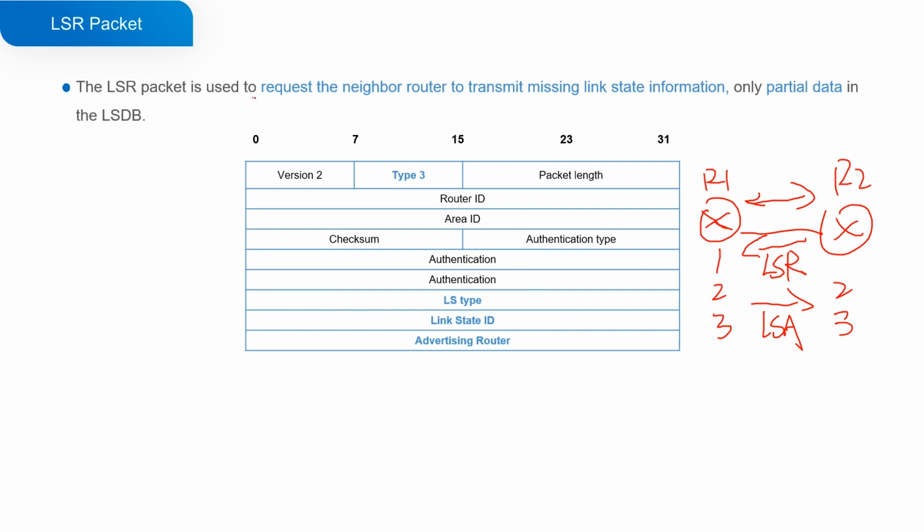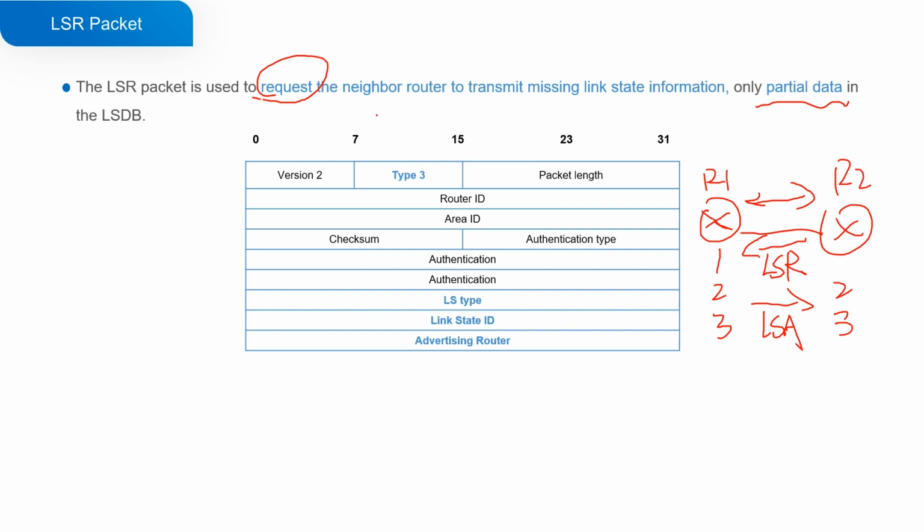The LSR packet requests the LSA information, but the LSA information in the LSR is not the detailed LSA information. It's just the partial data in the LSDB. So the LSR packet in this process carries the partial LSA information, not the detailed information.